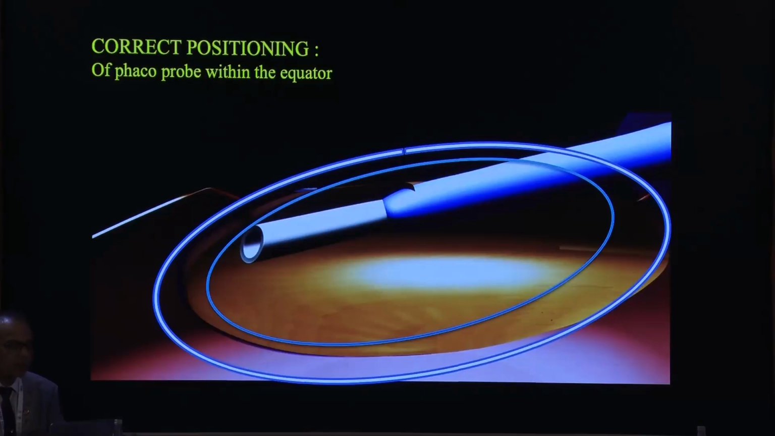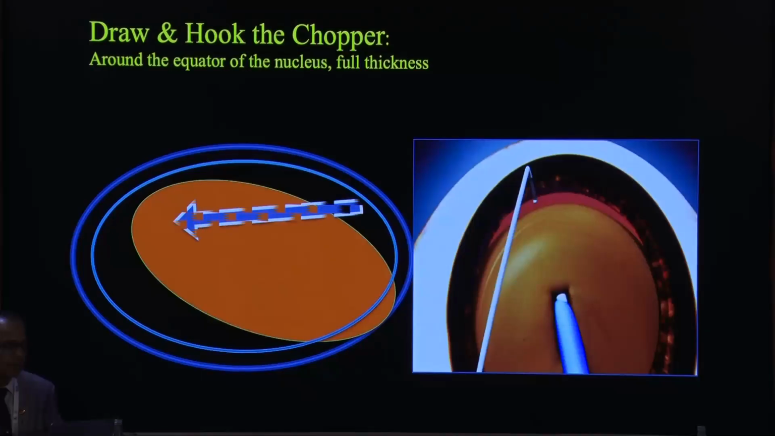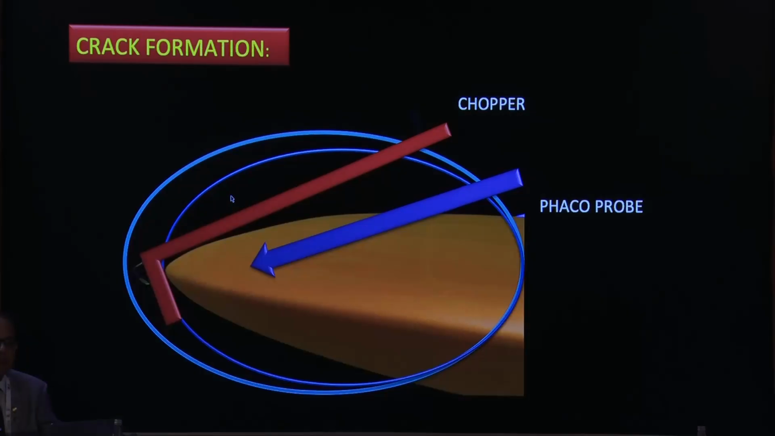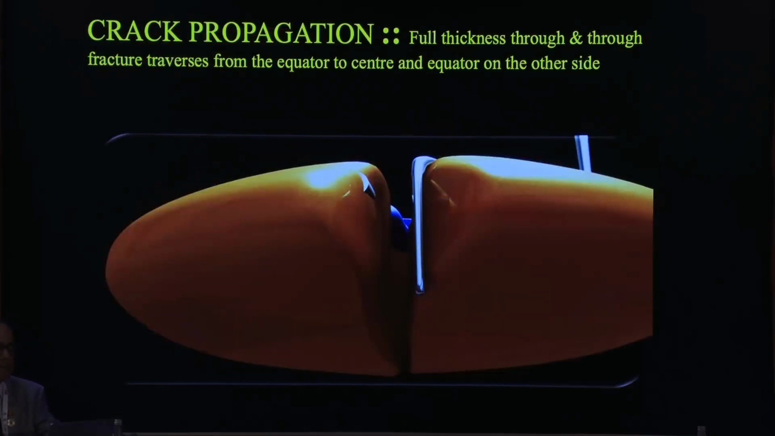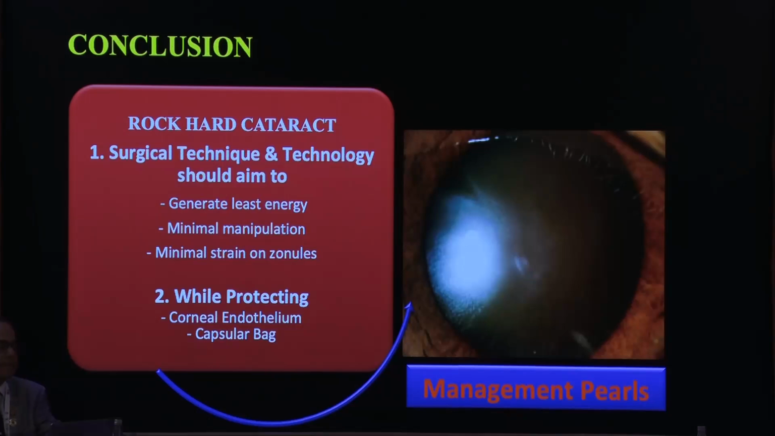So this is the position. I'll just show you. This is the diagrammatic presentation. This is the position of the phaco probe, how you have to put it in, and you are slightly drawing the nucleus and seeing the edge of the nucleus. Once you see the edge, then hook it completely around the nucleus, and then draw it, and you get a complete fracture.